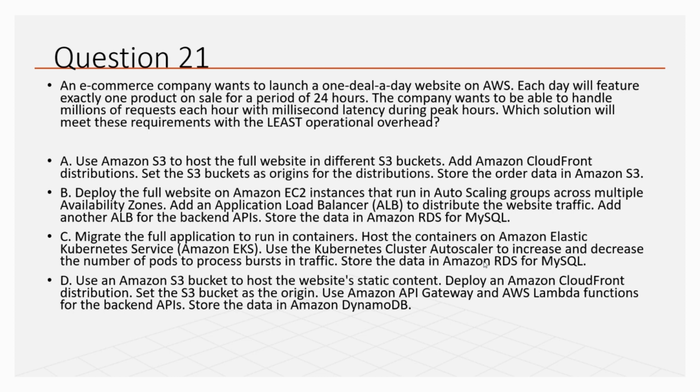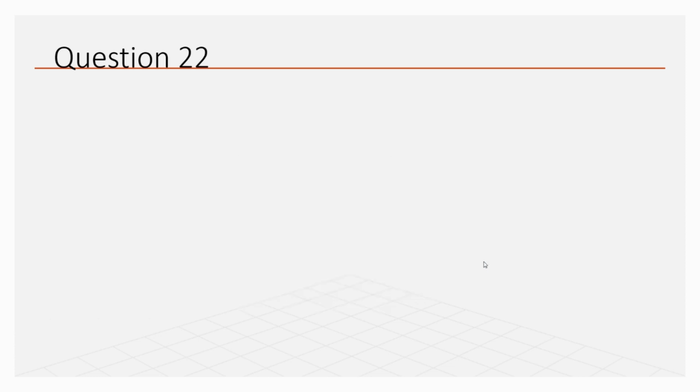Then option C is migrate the full application to run in containers. Host the containers on Amazon Elastic Kubernetes Service. Use the Kubernetes cluster autoscaler to increase and decrease the number of pods to process bursts in traffic. Store the data in Amazon RDS for MySQL. Option D is use an Amazon S3 bucket to host the website's static content. Deploy an Amazon CloudFront distribution. Set the S3 bucket as the origin. Use Amazon API Gateway and AWS Lambda functions for the backend APIs. Store the data in Amazon DynamoDB. And the correct option is D. Now let's look into the next question.